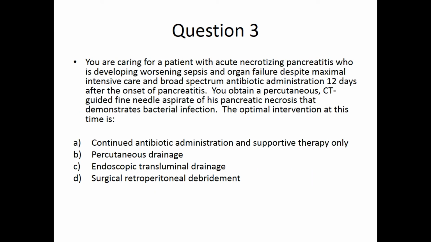Question 3. You are caring for a patient with acute necrotizing pancreatitis who is developing worsening sepsis and organ failure despite maximal intensive care and broad-spectrum antibiotic administration 12 days after the onset of pancreatitis. You obtain a percutaneous CT-guided aspiration of the pancreatic necrosis that demonstrates bacterial infection. The optimal intervention at this time is A, continued antibiotic administration and supportive therapy only. B, percutaneous drainage. C, endoscopic transluminal drainage. Or D, surgical retroperitoneal debridement.